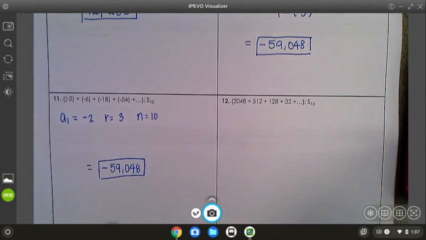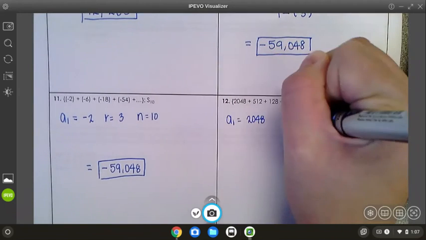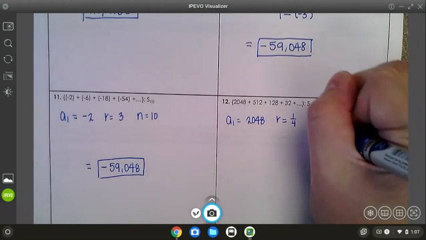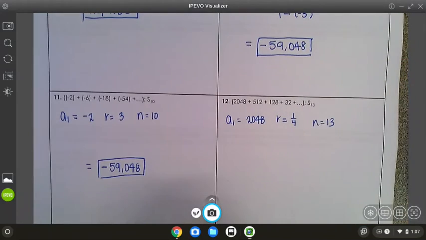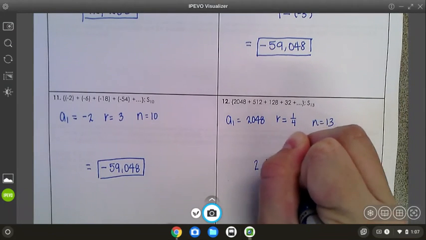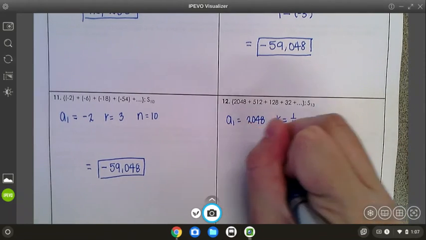And then number 12, your A1 was 2048. Your R is 1/4. And your N is 13. Giving you 2,730. And this is 0.667.